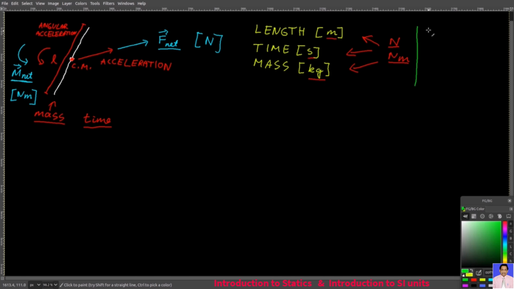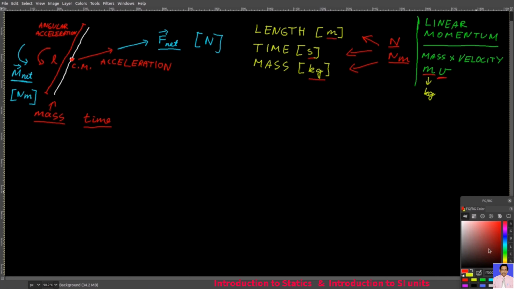Here's a little hint for you. In physics, you have something called linear momentum, and it's mass times velocity. Or in symbols, we can just write it down like this, m times v. The unit of mass is kilogram, and then the unit of velocity is meters per second. That's what velocity is, the change of position or length with respect to time. That's why it's meters per second.